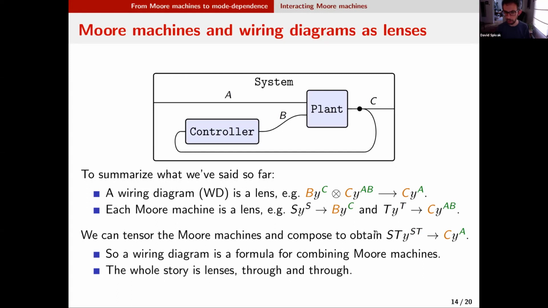on the outer box. So in other words, given a Moore machine on the inner box controller and a Moore machine on the filling-in plant, we can get a Moore machine filling-in system. And it's just all lenses through and through. Everything we've said is just lenses.